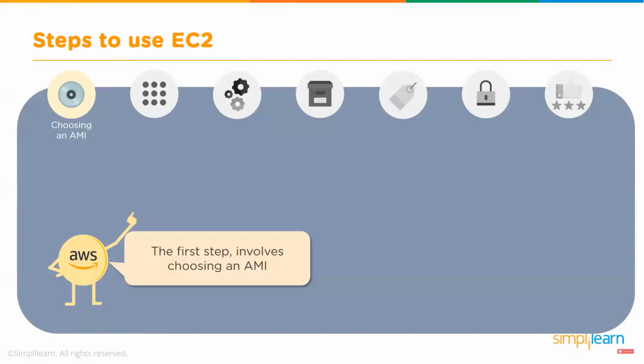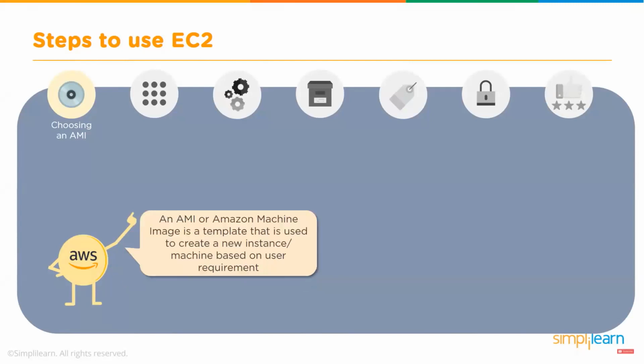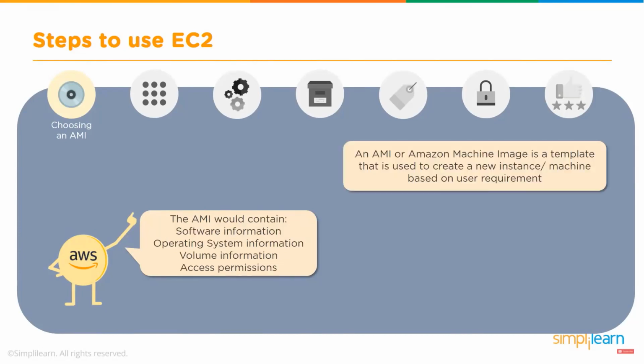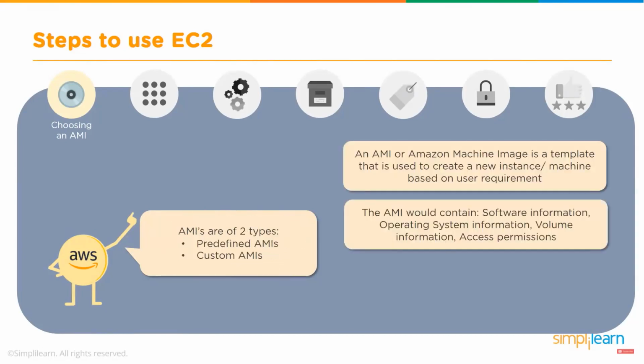So to begin with, let's talk about how to create an AMI. Well, the AMI is just a template that's used to create a new instance, or a new computer, or a new VM, or a new machine based on the user requirement. The things that go into an AMI are the software, the operating system, and the additional applications that get installed in it. The AMI will also contain information about the operating system, information about access permission, and information about volumes. They all come packed in the AMI.